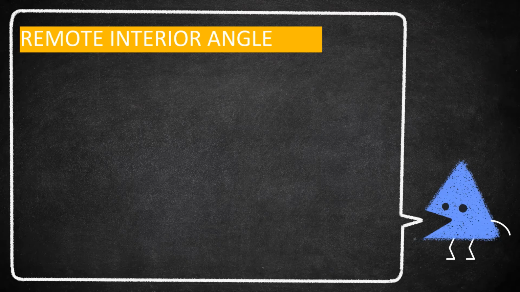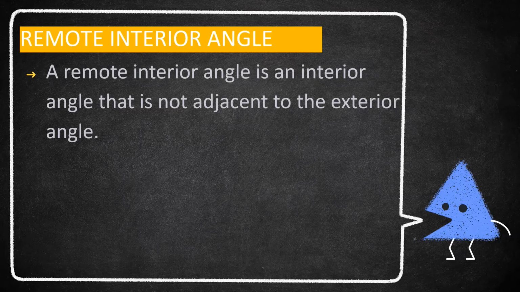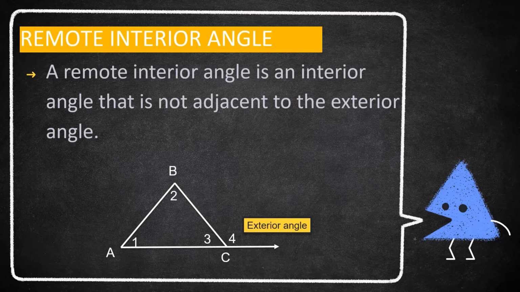When there is an exterior angle, we also have remote interior angles. A remote interior angle is an interior angle that is not adjacent to the exterior angle. For example, in triangle ABC, angle 4 is the exterior angle. Which do you think are not adjacent to it? Correct! Angle 1 and angle 2 are not adjacent to angle 4, since these angles do not have a common side and do not have a common vertex. Hence, angle 1 and angle 2 are called the remote interior angles with respect to angle 4.